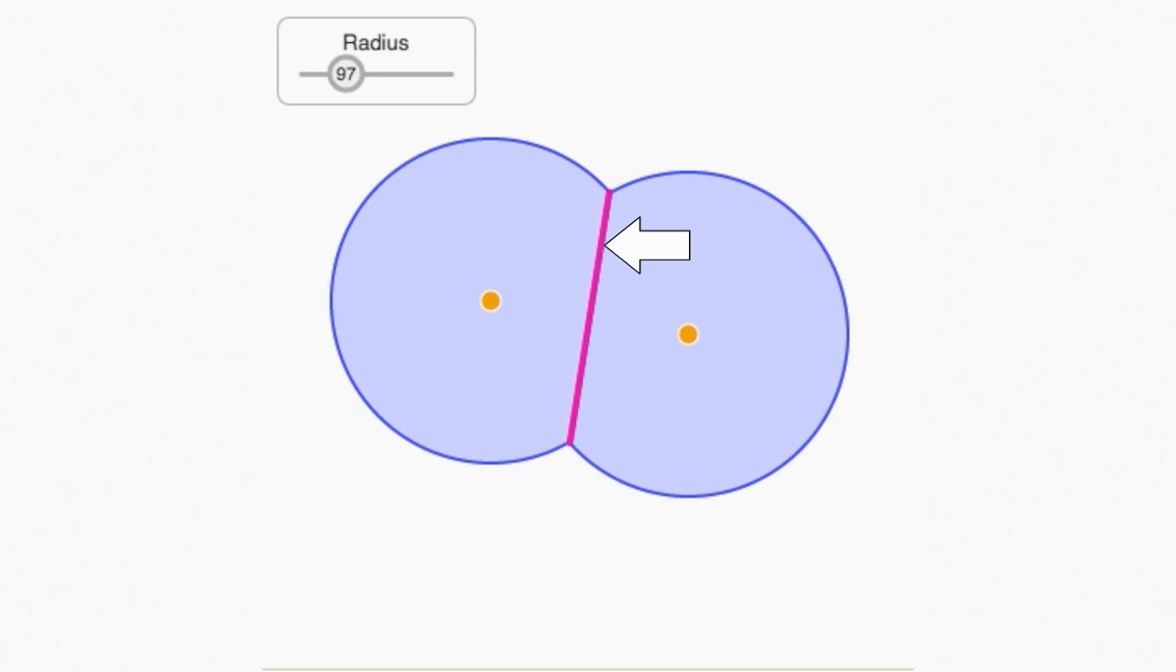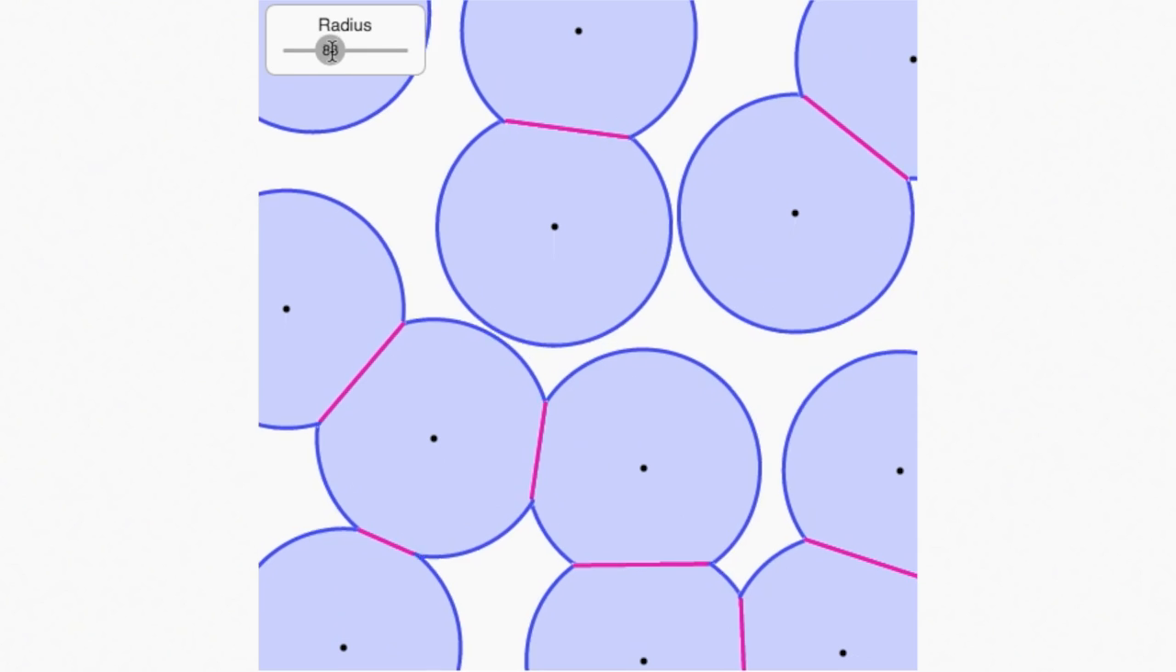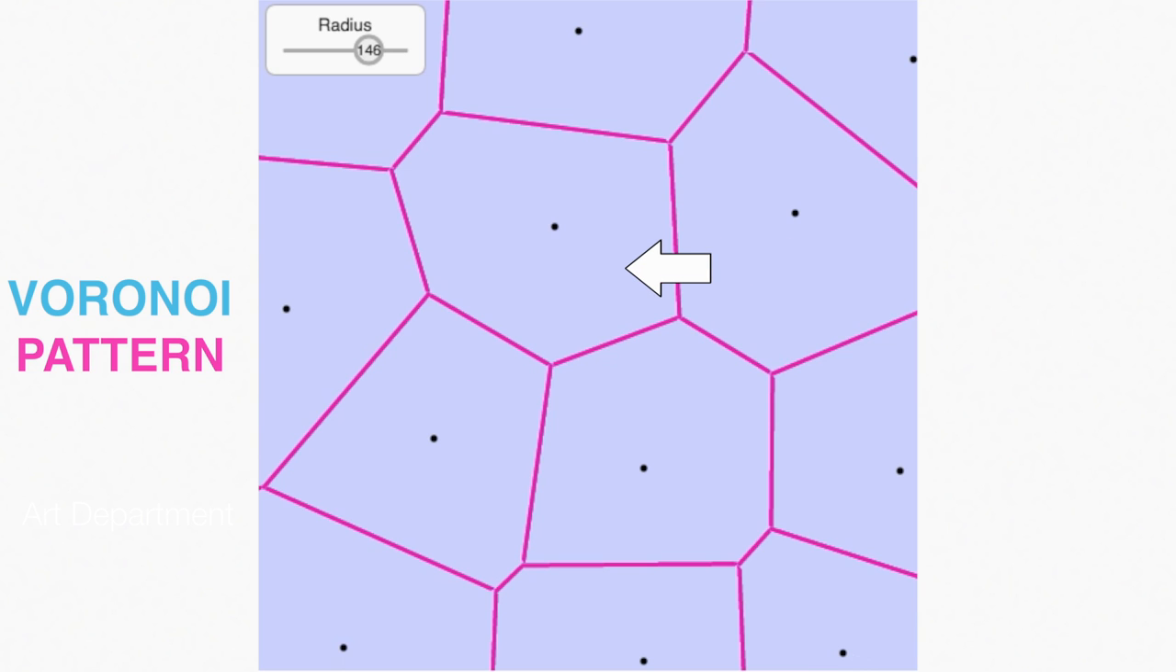These bubble boundaries are where we draw our lines. And watch what happens when we do this with many sights scattered about. We get this irregular puzzle pattern. And that's it, a Voronoi pattern. Or Voronoi partition, if you really want to show off. We'll call each of these bubble regions a cell. So we have sights and cells.